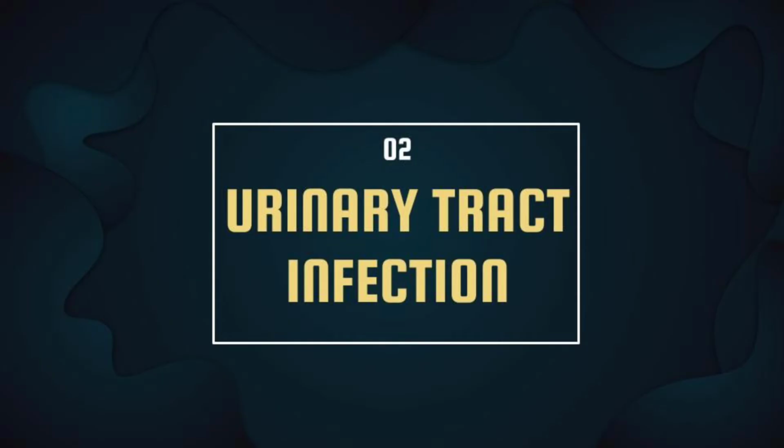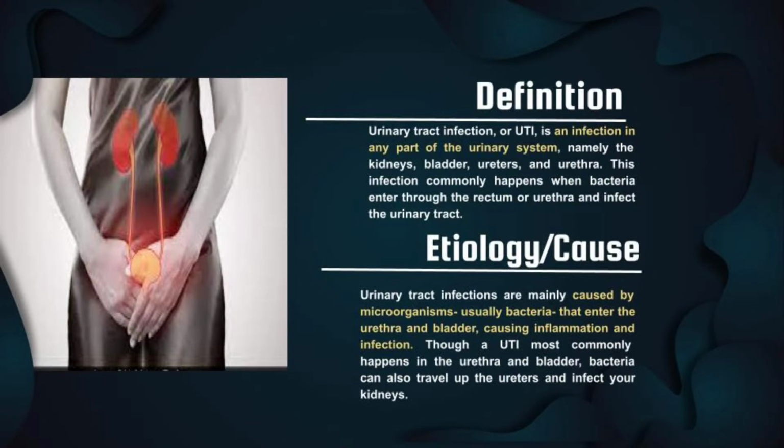Hello, this is Nicole Tumulak, and I will be discussing the urinary tract infection, its definition, etiology or cause, and the types. So definition, urinary tract infection or UTI is an infection in any part of the urinary system, namely the kidneys, bladder, ureters, and urethra.